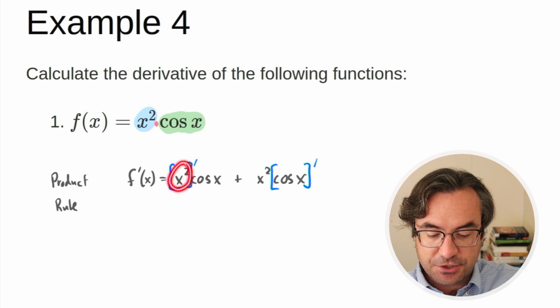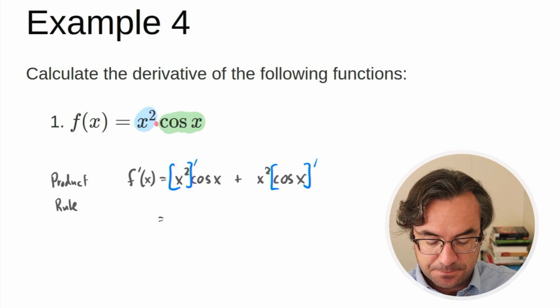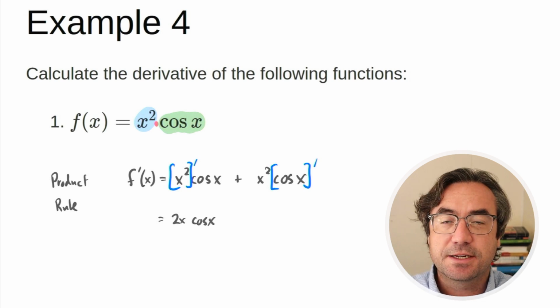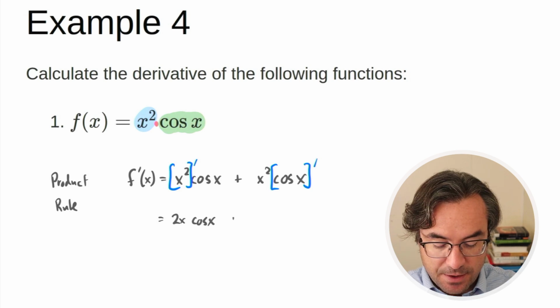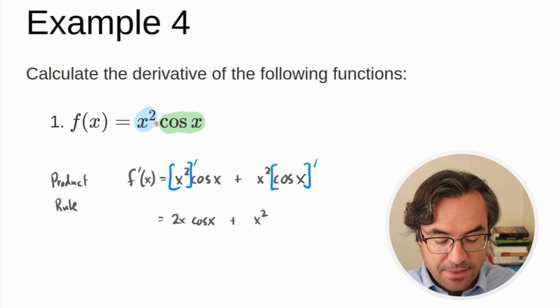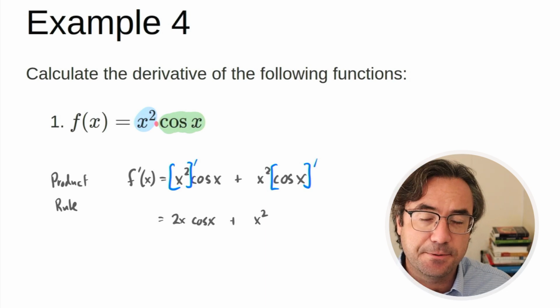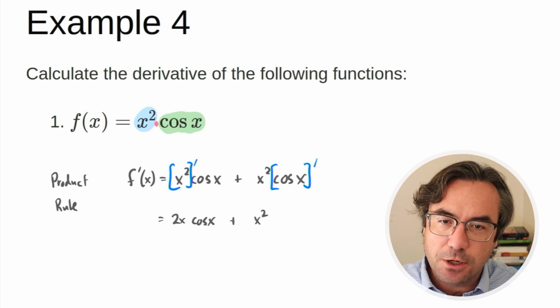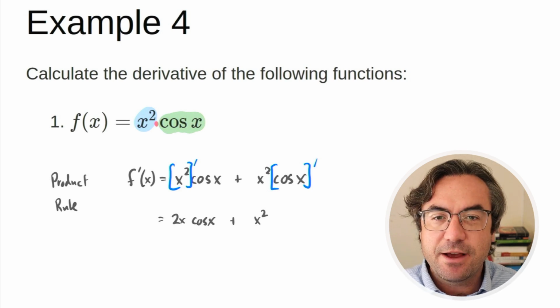So the derivative of x squared is 2x. So then we also have our cosine x there. That's outside the brackets. Then we have our plus x squared. And then we need to know what's the derivative of cosine. So this is one of our elementary forms, one of the ones we should have memorized.